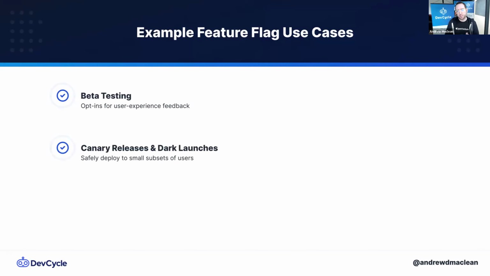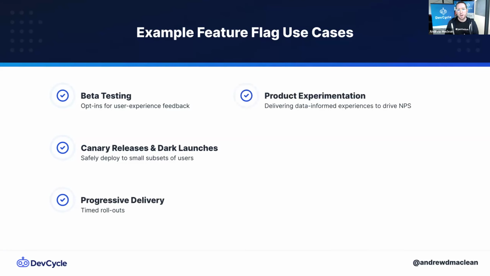Looking at things like canary releases and dark launches. So if you want to deploy to a small subset of your users, feature flags and a feature flag management platform or system really allow you to do that in a super meaningful way. Progressive delivery, things like timed rollout. So if you're looking to roll out a new feature to your entire user base, but you want to do it slowly just to make sure that it's all working before it's fully live, feature flags are a key component in making that happen. Other things here feeding into the beta testing, things like product experimentation, data-informed experiences to drive things like NPS. We're also looking at things like kill switches, which we already talked about.